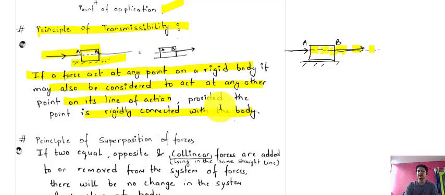So this point is rigidly connected because this is the same part of the body. Okay, so you can transfer this force on the line of action of that force. So that is the principle of transmissibility. Now what is principle of superposition of forces?